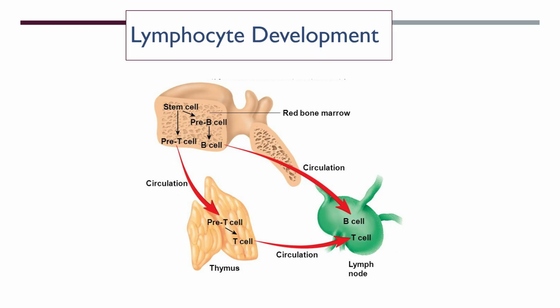So again, T cells are called T cells because they mature in the thymus. B cells are called B cells because they mature in the bone marrow, right? So they're both made in the bone marrow. The pre-T cell is going to leave and go to the thymus where it's going to finish its maturation process. The B cell is going to originate in the bone marrow and it stays there and matures there. So that's the difference between the two, is where do you mature?